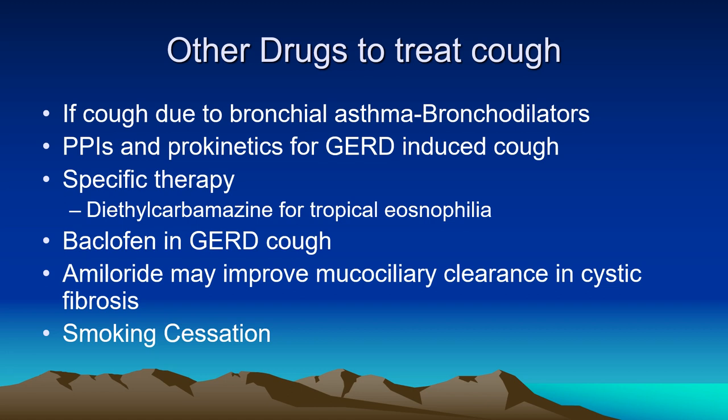Now, other drugs which are used to treat cough: for example, if there is hyperacidity and GERD, you must use proton pump inhibitors and prokinetics. If cough is due to bronchial asthma, beta 2 agonists are the drug of choice. If cough is due to tropical eosinophilia, diethylcarbamazine is the drug of choice. If there is a GERD-induced cough but not treatable, then baclofen can be used. It has been found that amiloride, which is a potassium sparing diuretic, improves mucociliary clearance in cystic fibrosis, and smoking cessation should always be advocated in patients with chronic bronchitis and COPD.